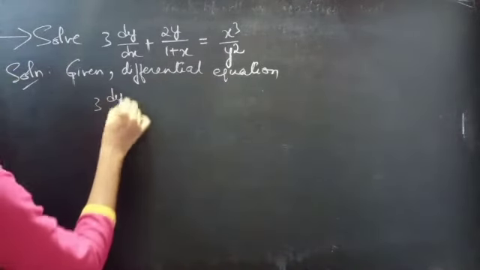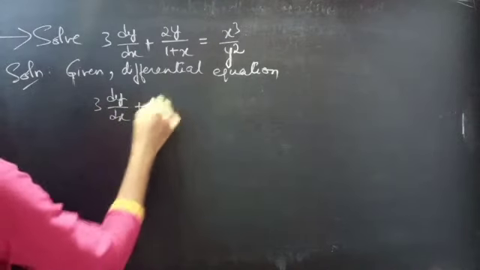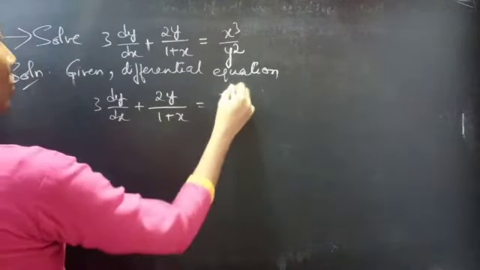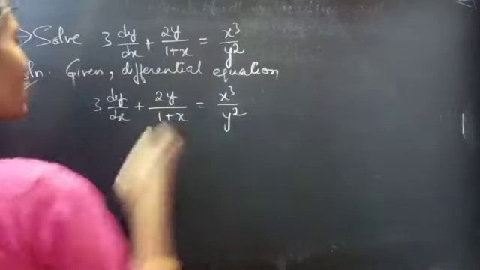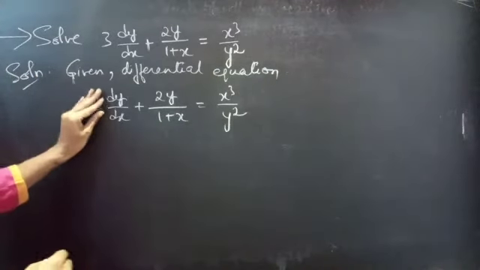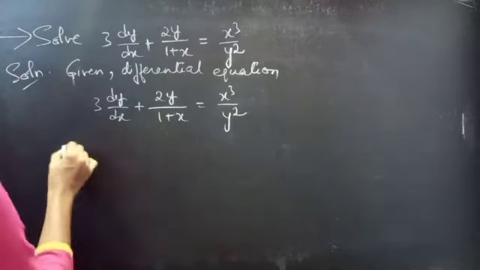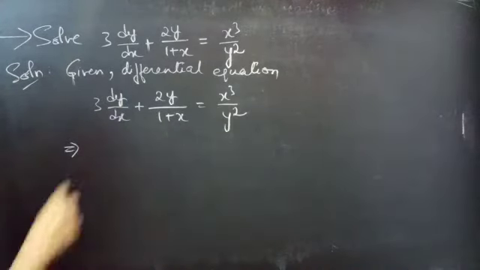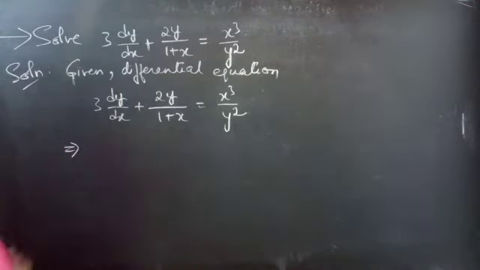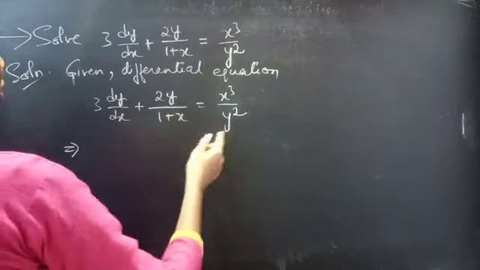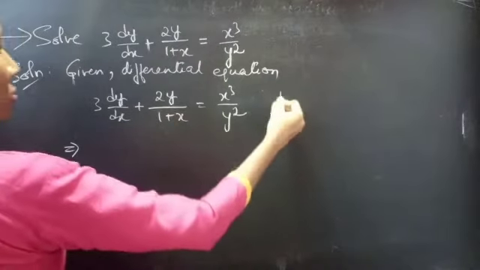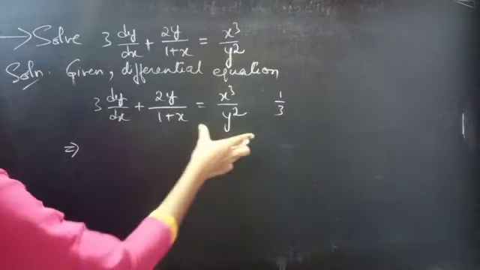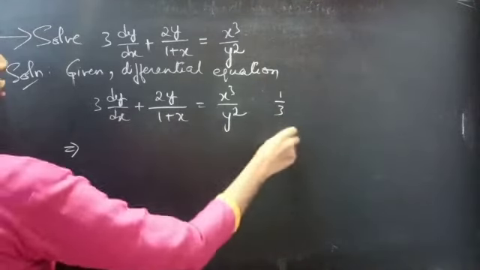3 dy by dx plus 2y by 1 plus x equals x cubed by y squared. Now, we'll make the coefficient of dy by dx equal to 1. For that purpose, we have to eliminate 3 from the first term. So we'll simply divide the whole equation by 3, or multiply LHS and RHS by 1 by 3, or divide both sides of the equation by 3.